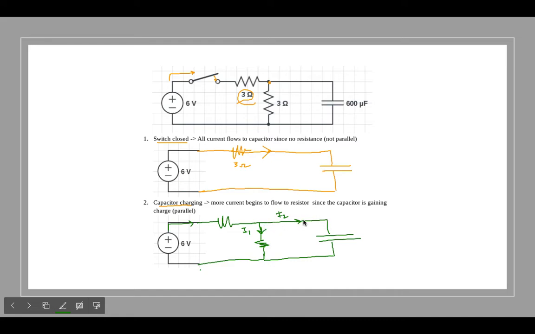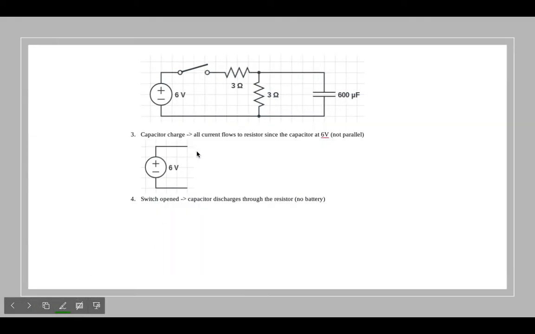How much will this capacitor charge to? A lot of people want to say, oh, 6 volts, right? Because hey, there's 6 volts here. But think about once this capacitor is charged. This is our next little picture here. Once it's charged, the capacitor has been charged, and all current flows to the resistor, since the capacitor's at, that should say 3 volts, sorry about that.